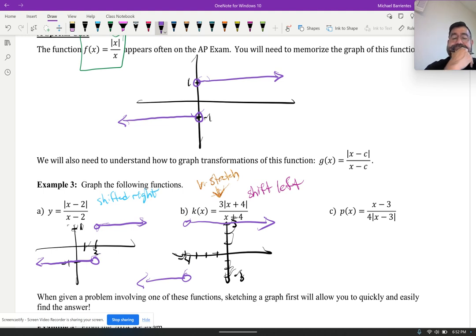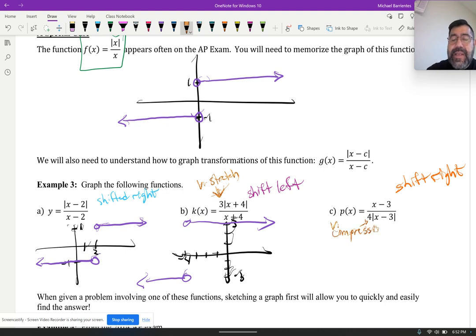What about letter C? What transformation do you think is happening? Because letter C is set up differently, right? Think about it for a little bit. Which transformation do you think is going on there? If you guessed that it's shifting to the right, you are correct. But it's not a vertical stretch, because I'm not multiplying by 4, I'm dividing by 4. So this turns out to be a vertical compression.